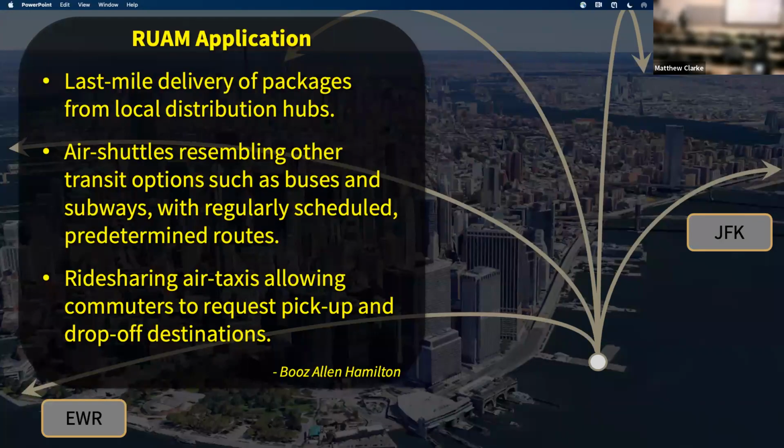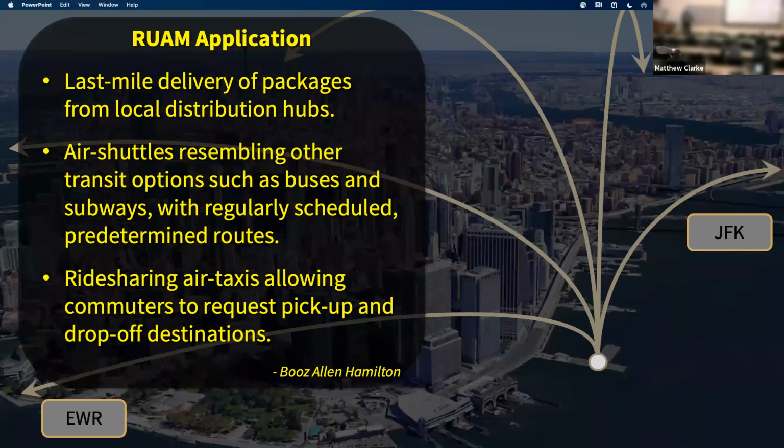So with that being said, we first need to start off with the applications of RUAM, right? And a study by Booz Allen Hamilton suggested these three. The first is last mile delivery. So here you're thinking about FedEx, UPS. The second being air shuttles, operating regularized routes and schedules, such as trains and metros. And then the last one being ride sharing, which really involves air taxis operating more personalized routes.